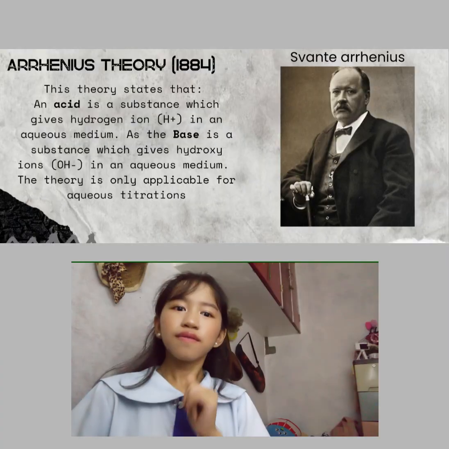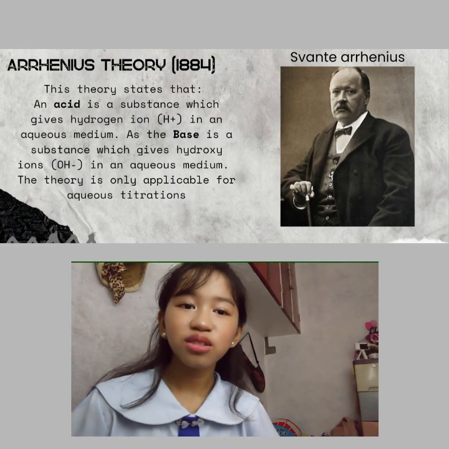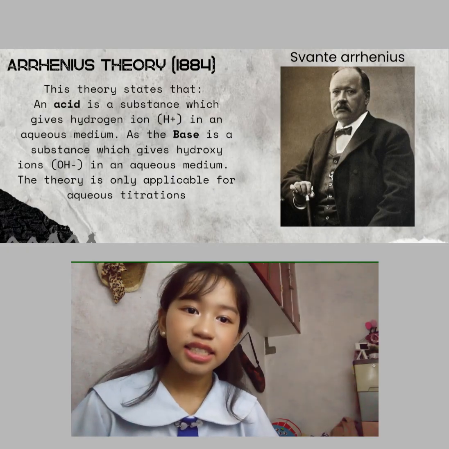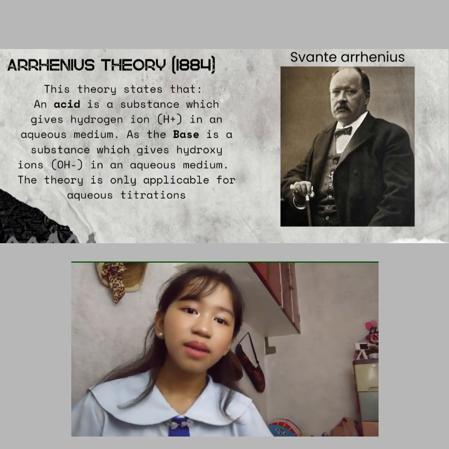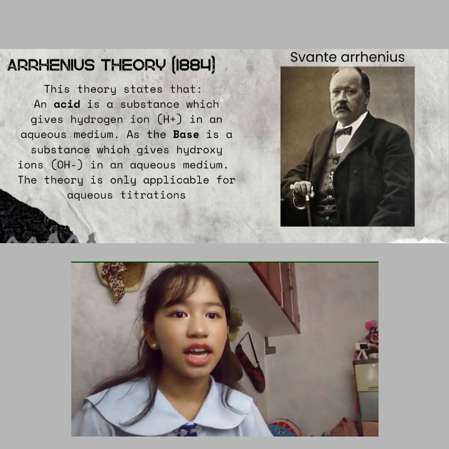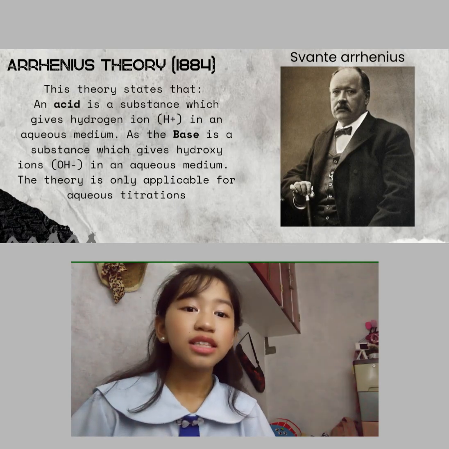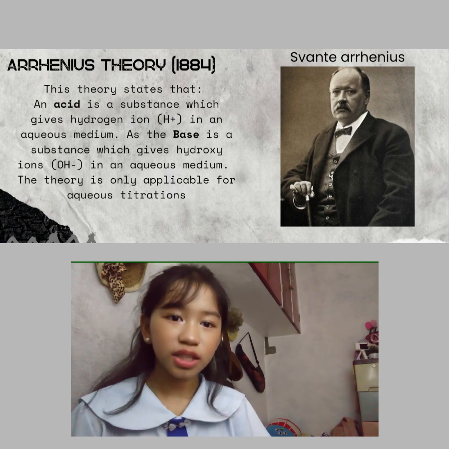Hi, now let's proceed to the different acid-base theories and the scientists behind them. Let's start with the earliest one. First is Arrhenius theory. According to Svante Arrhenius, noong 1884, an acid is a substance that gives off hydrogen ions in water, meanwhile a base is a substance that gives off hydroxide ions. Simple lang ito. This theory only works sa aqueous solutions or solutions with water.